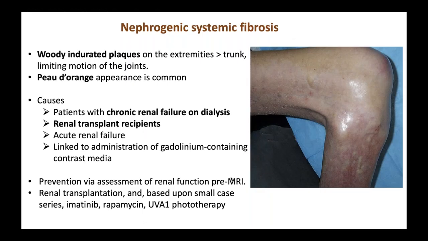Then you can have what is known as nephrogenic systemic fibrosis. These are woody indurated plaques, which are more common on the extremities, and they limit the motion of the joints, and this is associated with a peau d'orange appearance. The association is with chronic renal failure and patients who are on dialysis, renal transplant recipients, and rarely in case of acute renal failure. It has also been linked to administration of gadolinium-containing contrast media.